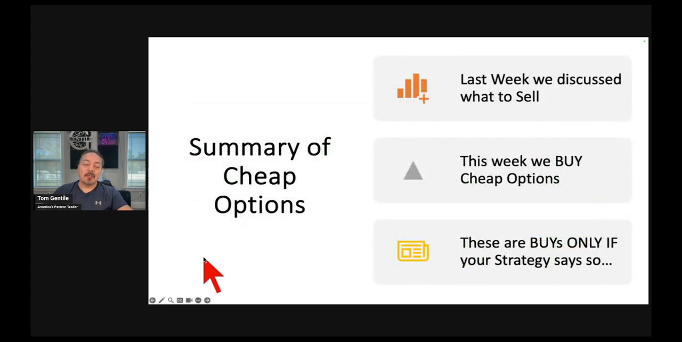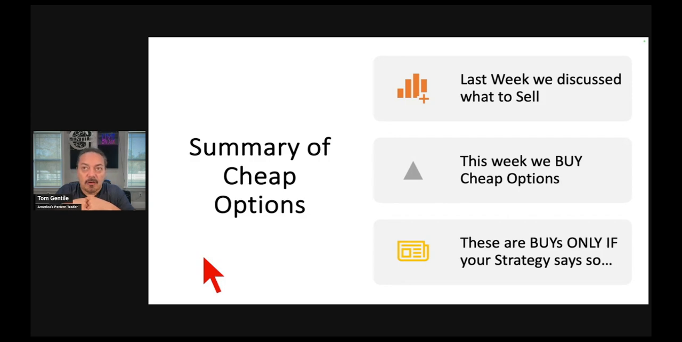All right. So, like last week we talked about options that you could sell, right? This week we're talking about options that you can buy. But just because it's on a buy list, just because it's cheap, doesn't mean you just run out and buy it. You have to make sure that with the options in that cheap list, the only way I buy them is if there is a reason to buy them. So if I'm looking at Schwab, is there another reason other than the fact that those options are cheap that I want to be looking at buying?